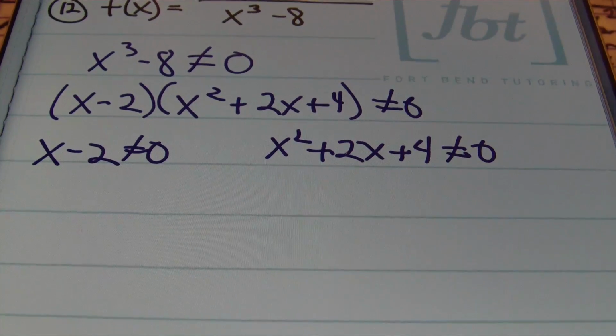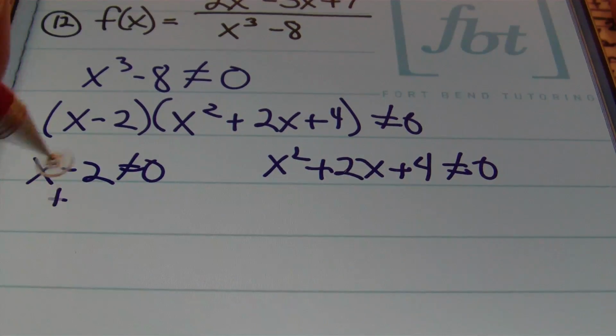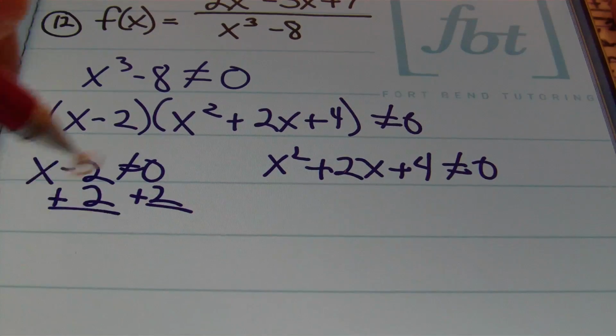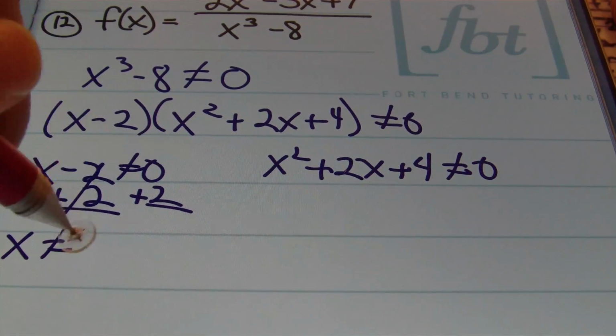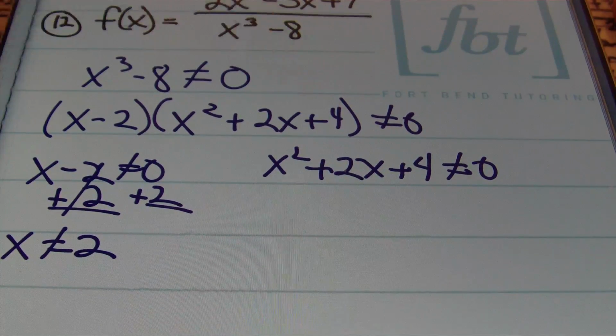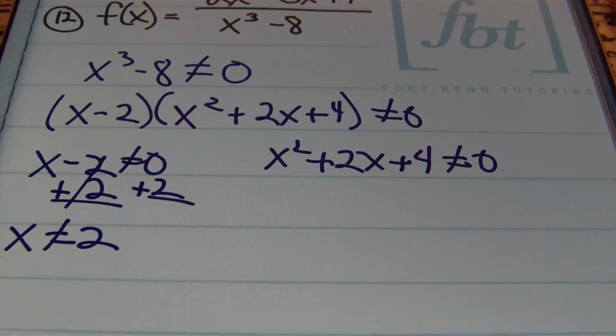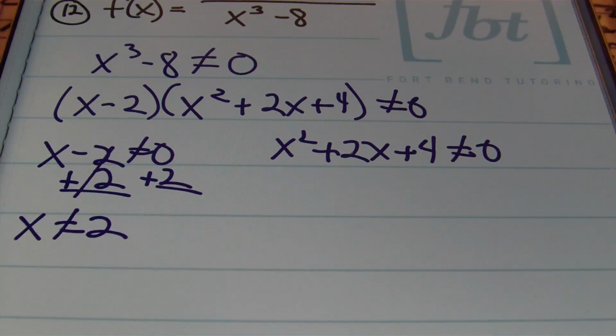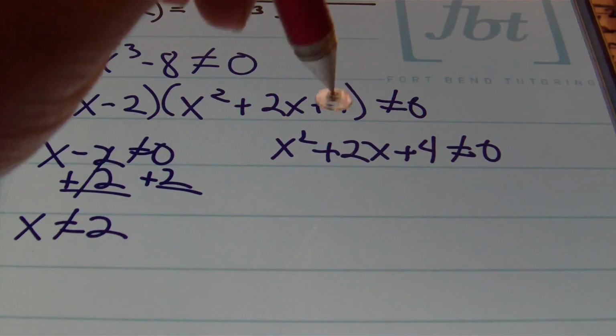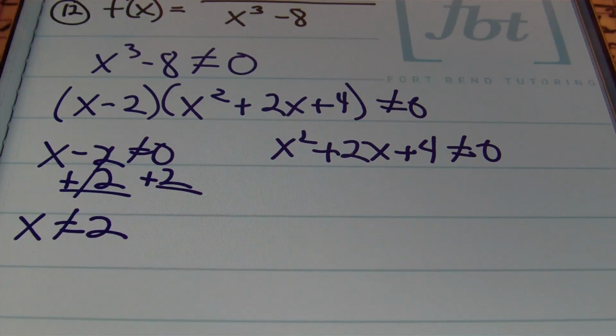The first equation is simple. You just add 2 to both sides, and you'll find that x cannot equal positive 2. Over here on the right side, I'm thinking that this is not factorable, and in addition, it's not possible with real numbers. So let's look at the discriminant, and that'll tell me whether or not I'll have real numbers that I could solve for.